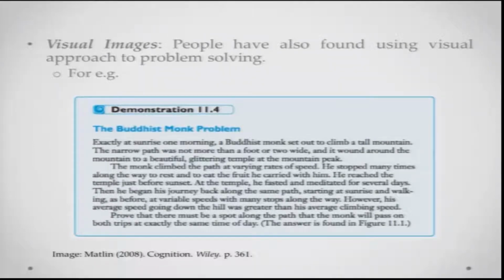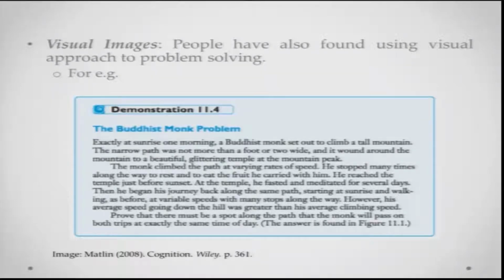Now, the question here is that you have to prove that there must be a spot along the path, coming back and going up, that the monk will pass on both trips at exactly the same time of the day. So this is what the problem is, and you can spend a minute or two, pause this, and think how you will solve this problem.